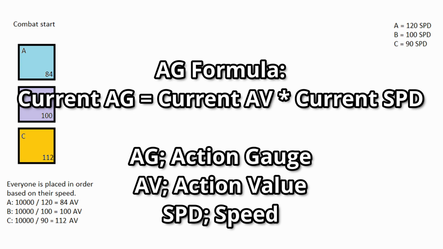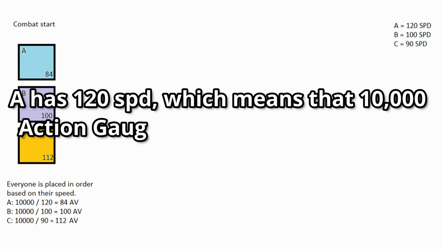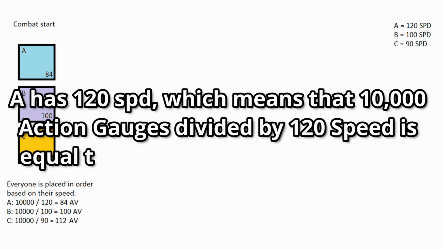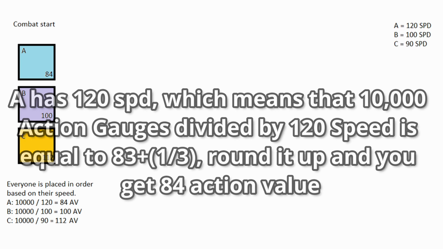The action gauge of any unit can be determined in real time by: current action gauge equals current AV times current speed. A has 120 speed, which means that 10,000 action gauge divided by 120 speed is equal to 83 plus 1/3. Round it up and you get 84 action value.